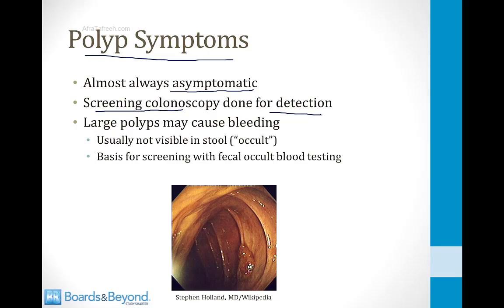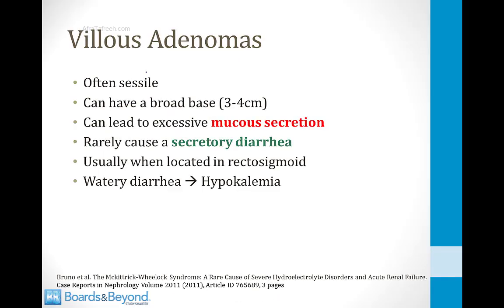Some larger polyps can bleed. It's usually a very small amount of blood that is not visible in the stool. It's called occult bleeding, and this is the basis for some colon cancer screening programs where the stool is tested for the presence of occult blood, and if occult blood is found, then the patient is referred for a colonoscopy. Some large villus adenomas can cause a diarrheal illness.